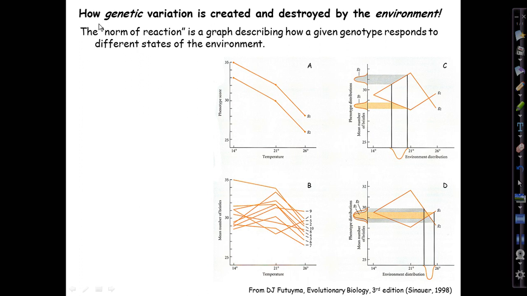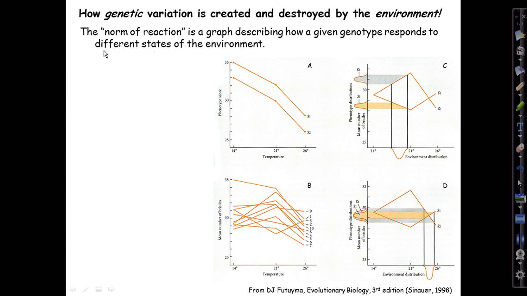So one way of putting what G by E does is it makes it possible for genetic variation to be created and destroyed by the environment. Now you think of genetic variation being created by mutation, for example, and destroyed perhaps by genetic drift, which is going to reduce the amount of allelic variation present within a gene pool. But this is a different thing altogether. This is genetic variation being created by a change of the environment, holding genotypes constant.